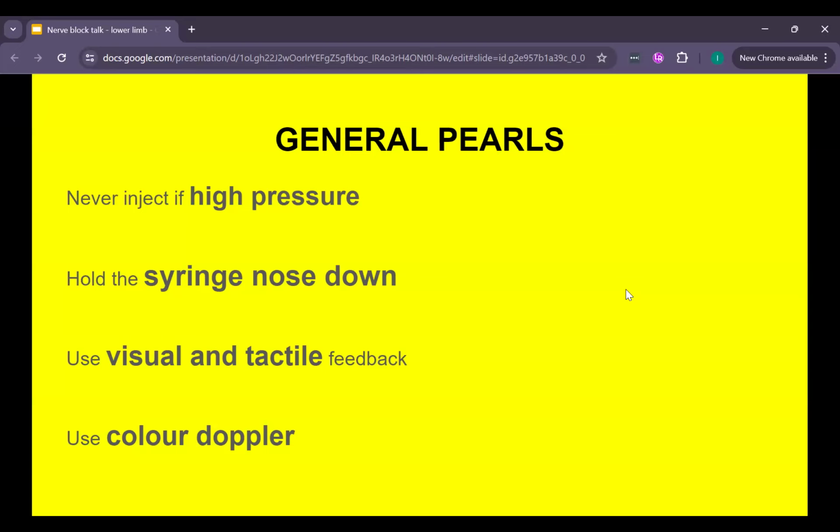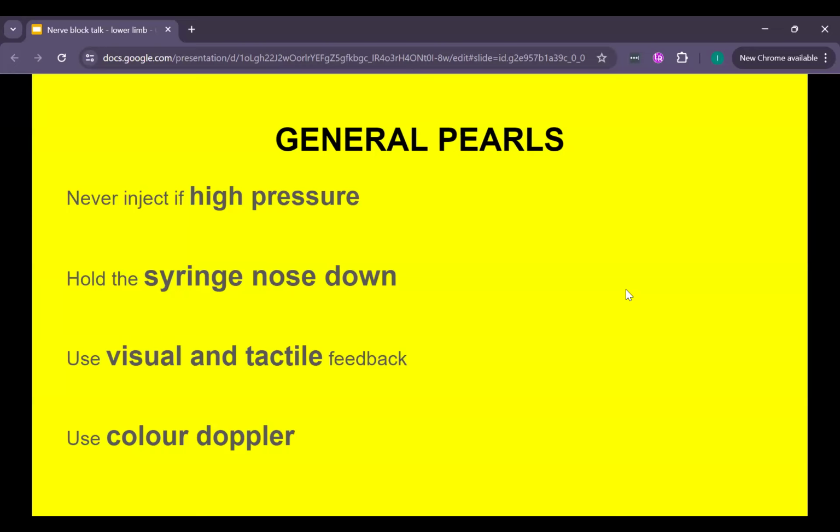Always use a combination of visual and tactile feedback. You know, we've been doing tactile landmark technique for so long, so don't completely eradicate that from your repertoire. And also with the ultrasound probe, with the butterflies, we can use color Doppler as well.